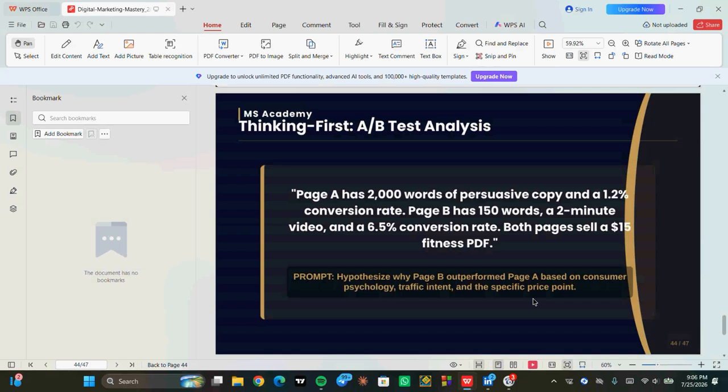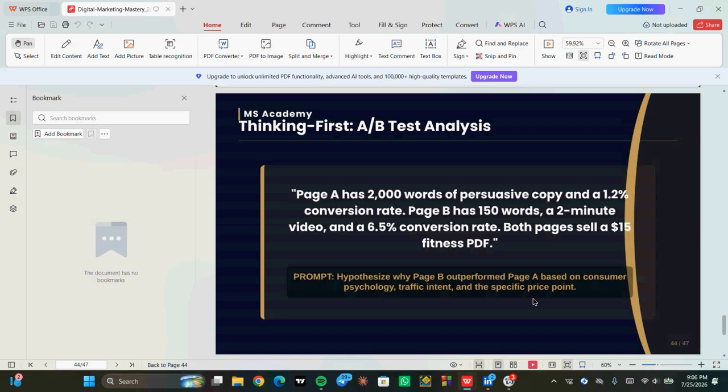The fitness PDF that page B would offer you comes with a video of how you can actually get yourself fit. Meanwhile, page A just consists of words, and the conversion rate of page A is lesser than that of page B. And you'd want a better conversion rate to get better profit of your product. So that is why page B would outperform page A.